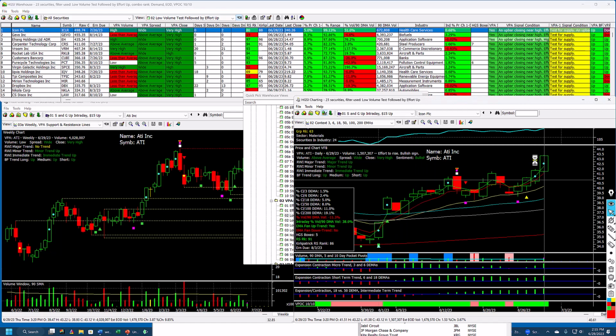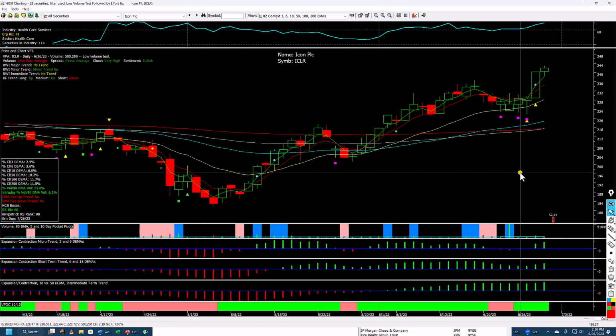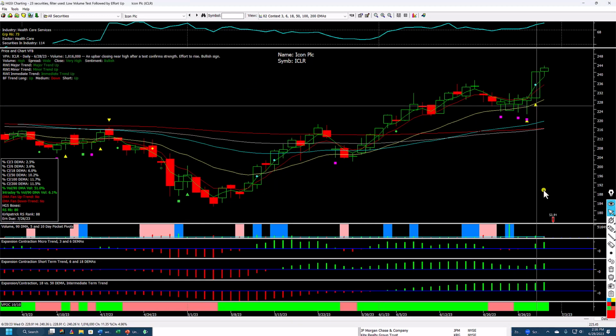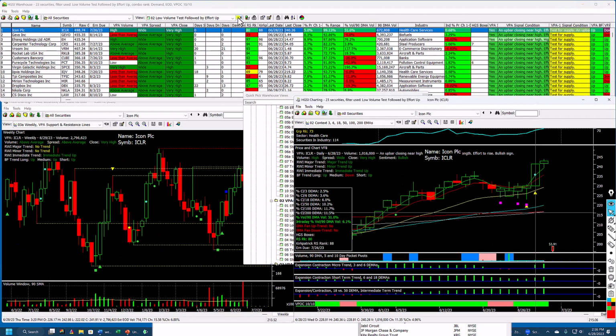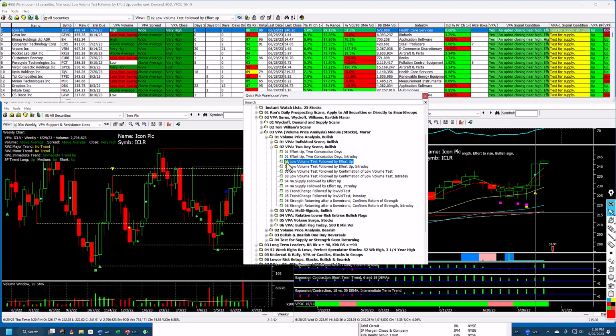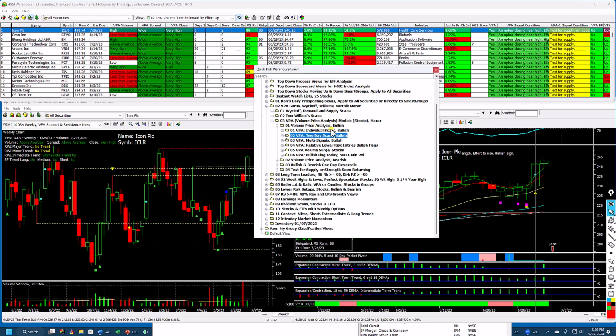Let's just bring this up. I don't know if it's up to date or not. Yes, it is. But this is powerful stuff. Test for supply, confirmation of that test. But all the scans are in there, and then getting back to these, we'll be working with these over the next few weeks or however long I continue doing this.